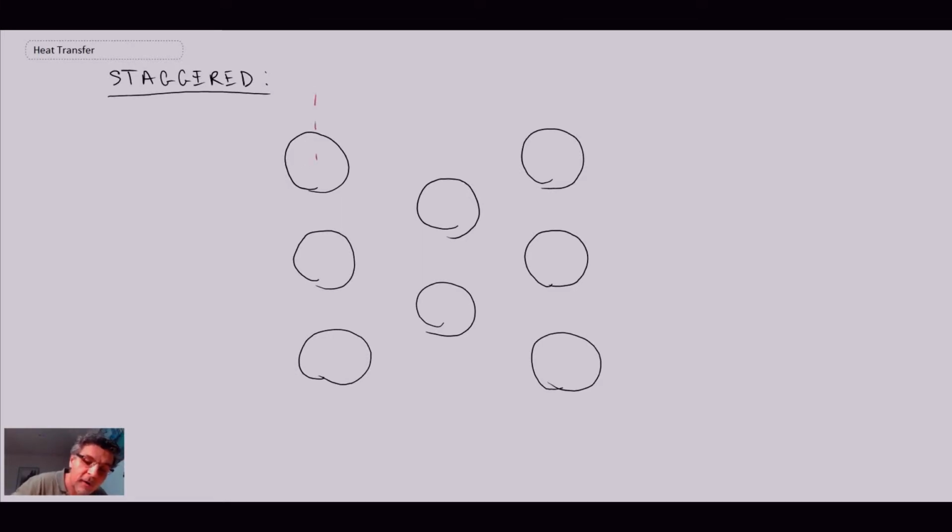So you recall from the first segment in this lecture, we talked about the direction parallel to the flow. That was SP, or the spacing in that direction. And we also talked about spacing normal to the flow. That was SN. And again, like before, we will have D as being the diameter of each of our cylinders. And again, we have U infinity out here.